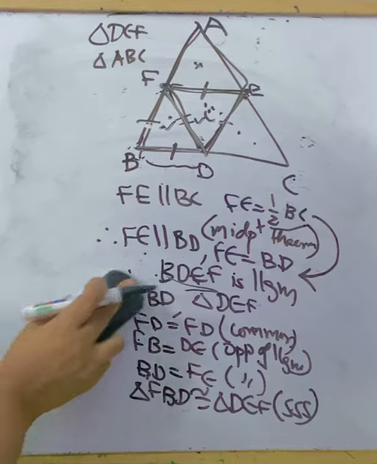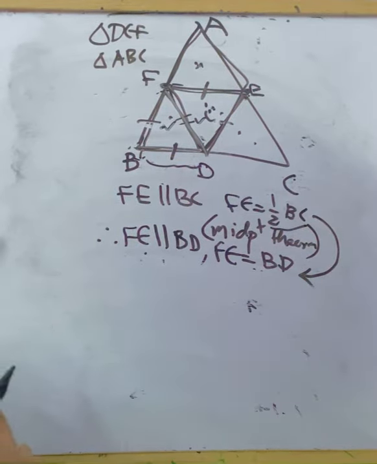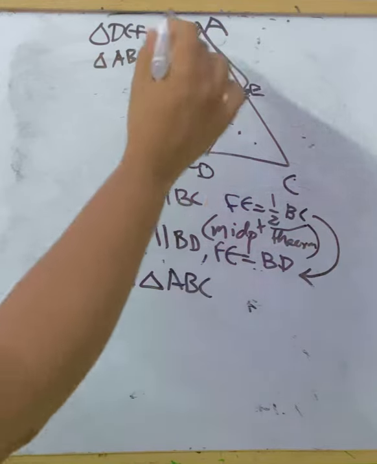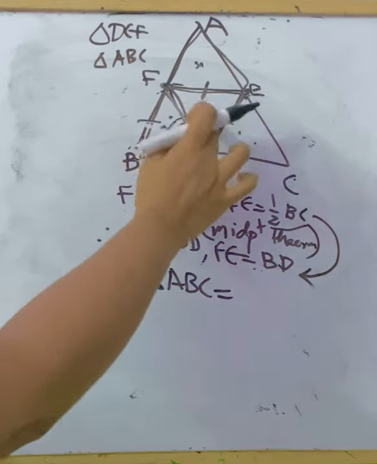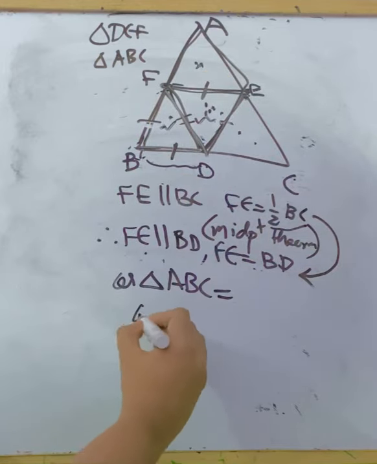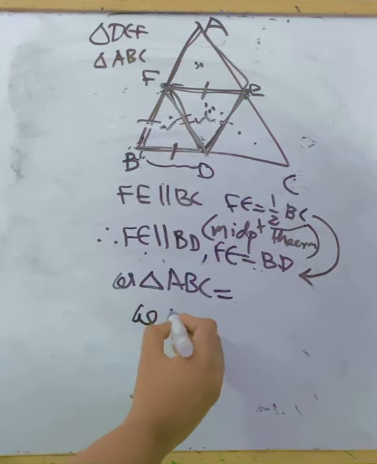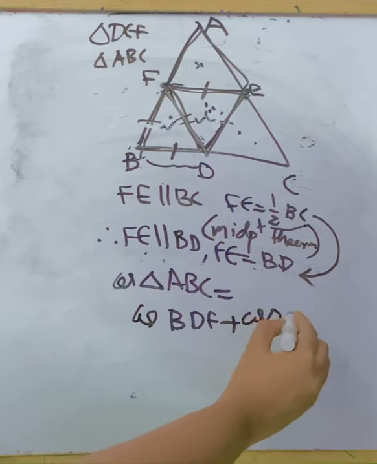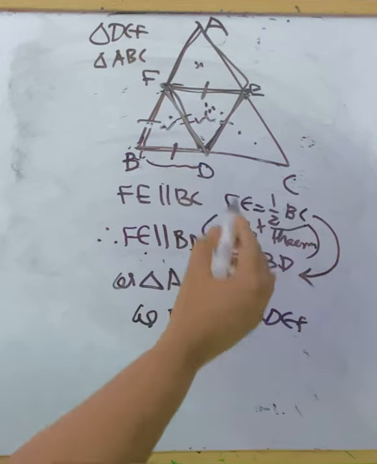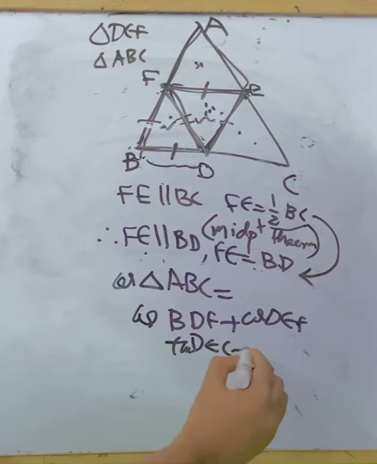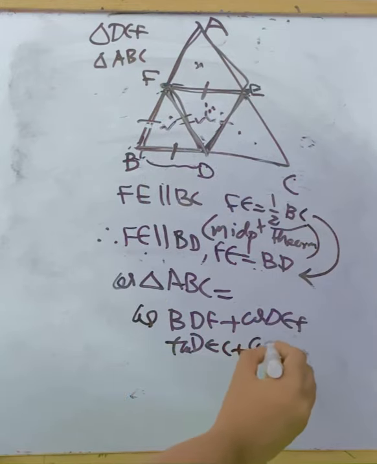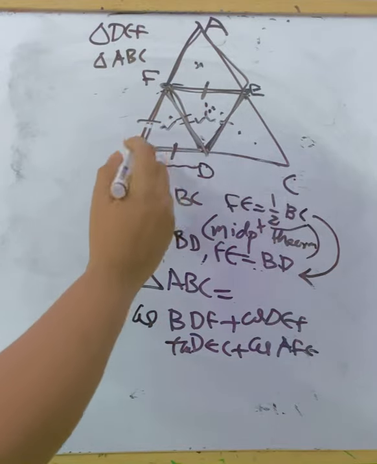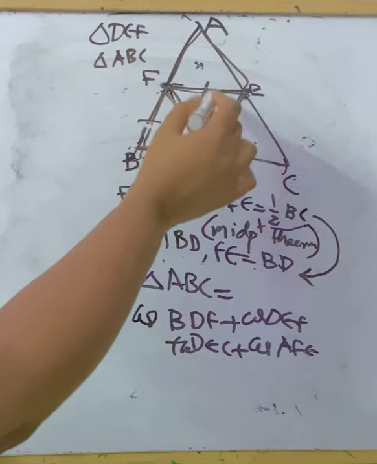So we write it as, that is bigger triangle, area of triangle ABC. Bigger triangle's area will be the sum of the four equal triangles' areas. That is area of smaller triangle BDF plus area of DEF plus area of DEC plus area of AFE. These four triangles' areas are added to get the total area, and we know the four areas are equal.